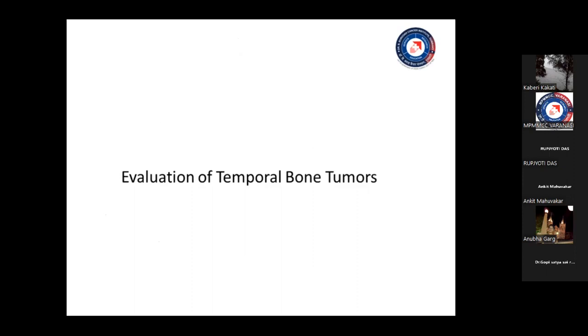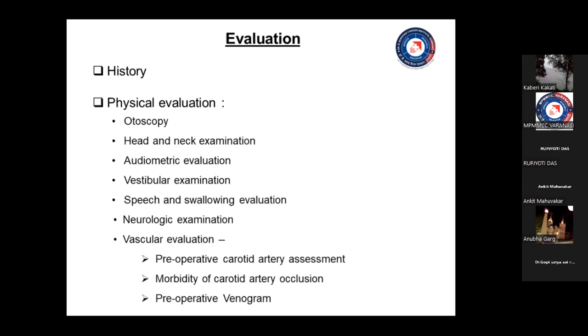So how to evaluate a temporal bone tumor when it walks into our OPD? As in all other diseases, history forms the most important clinical evaluation. A thorough history is always important. Next comes the physical evaluation: a thorough otoscopic evaluation, head and neck examination, audiometric and vestibular examination, speech and swallowing assessment, neurological evaluation, as well as vascular evaluation, like the carotid artery assessment or the preoperative venogram, which is also important in case we are planning surgery and these structures might get involved. So we'll have to have a preoperative knowledge about the structures.